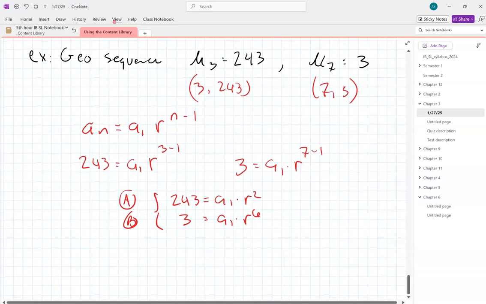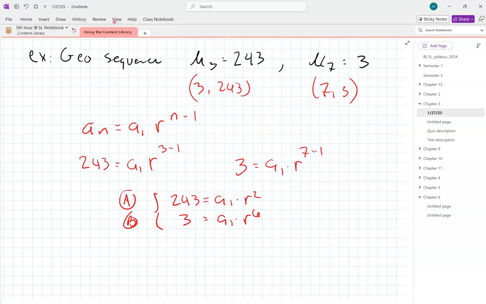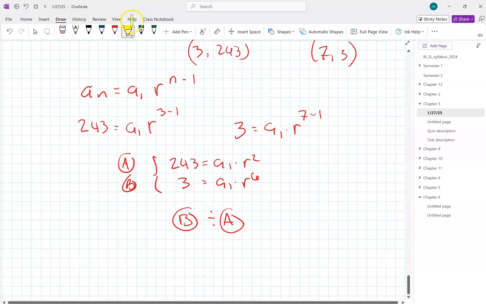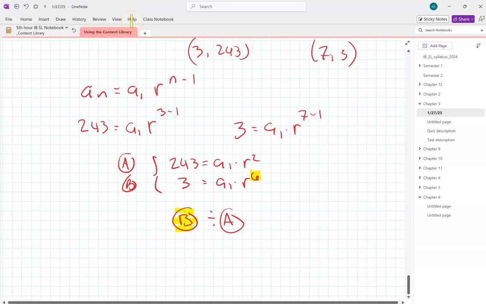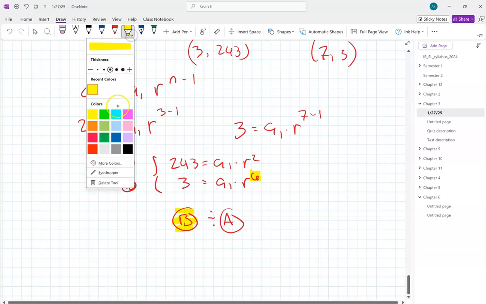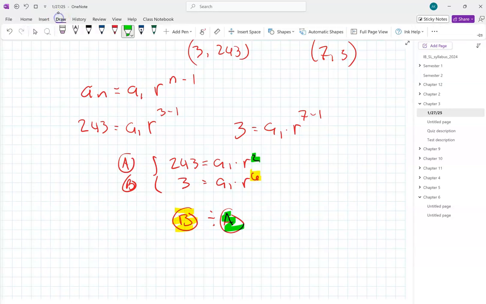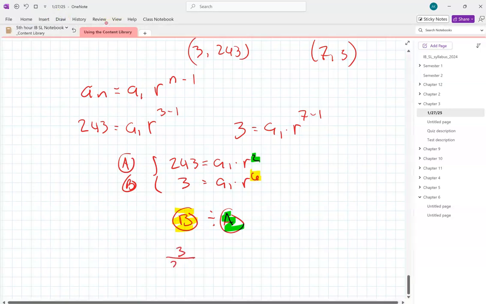Now notice in this system of 2 equations, unlike things we saw in section 2, instead of my variables being added, my variables are being multiplied. To solve this system, I'm going to divide the 2 equations. So I'm going to take equation B and divide it by equation A. I always pick the numerator of my division equation to be the bigger exponent. It just makes the arithmetic a little bit easier.